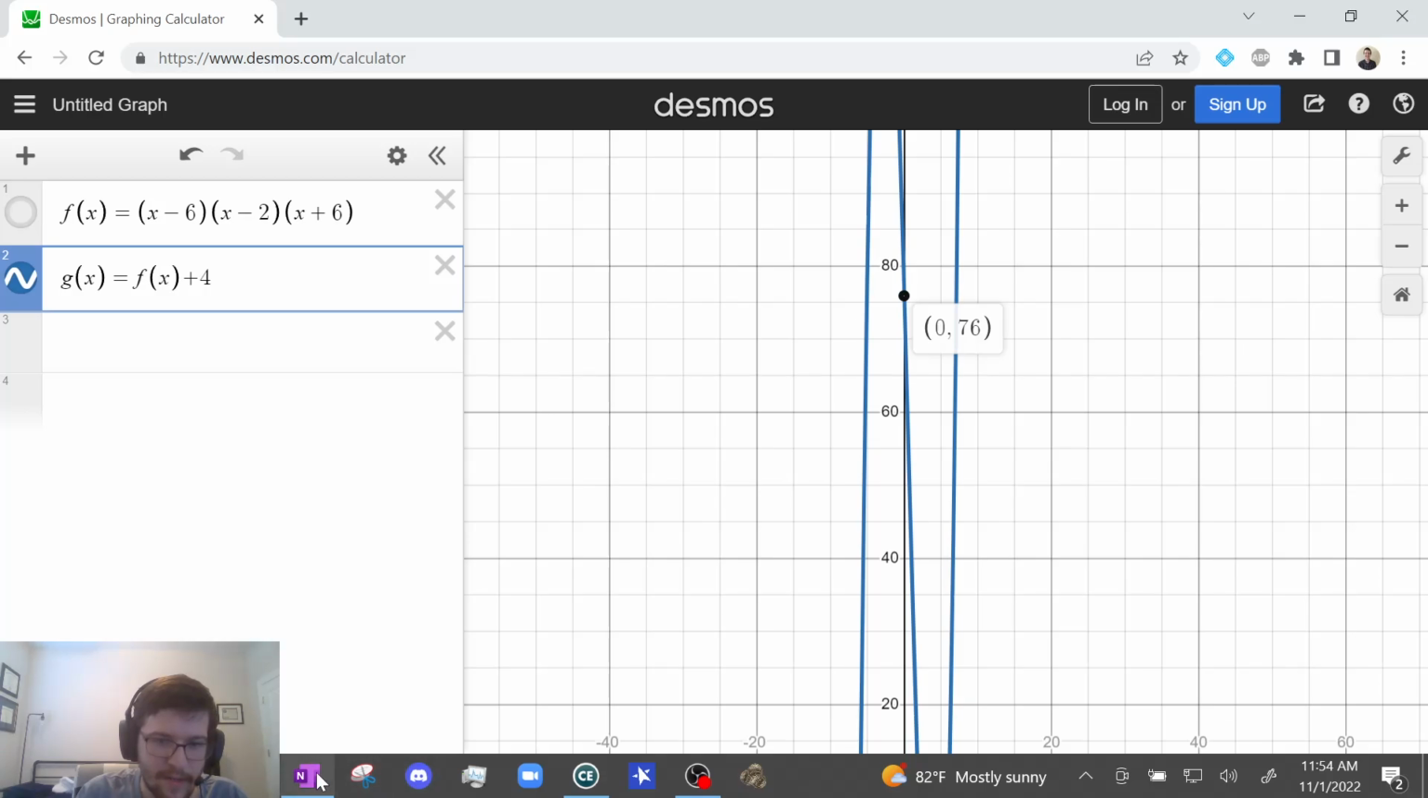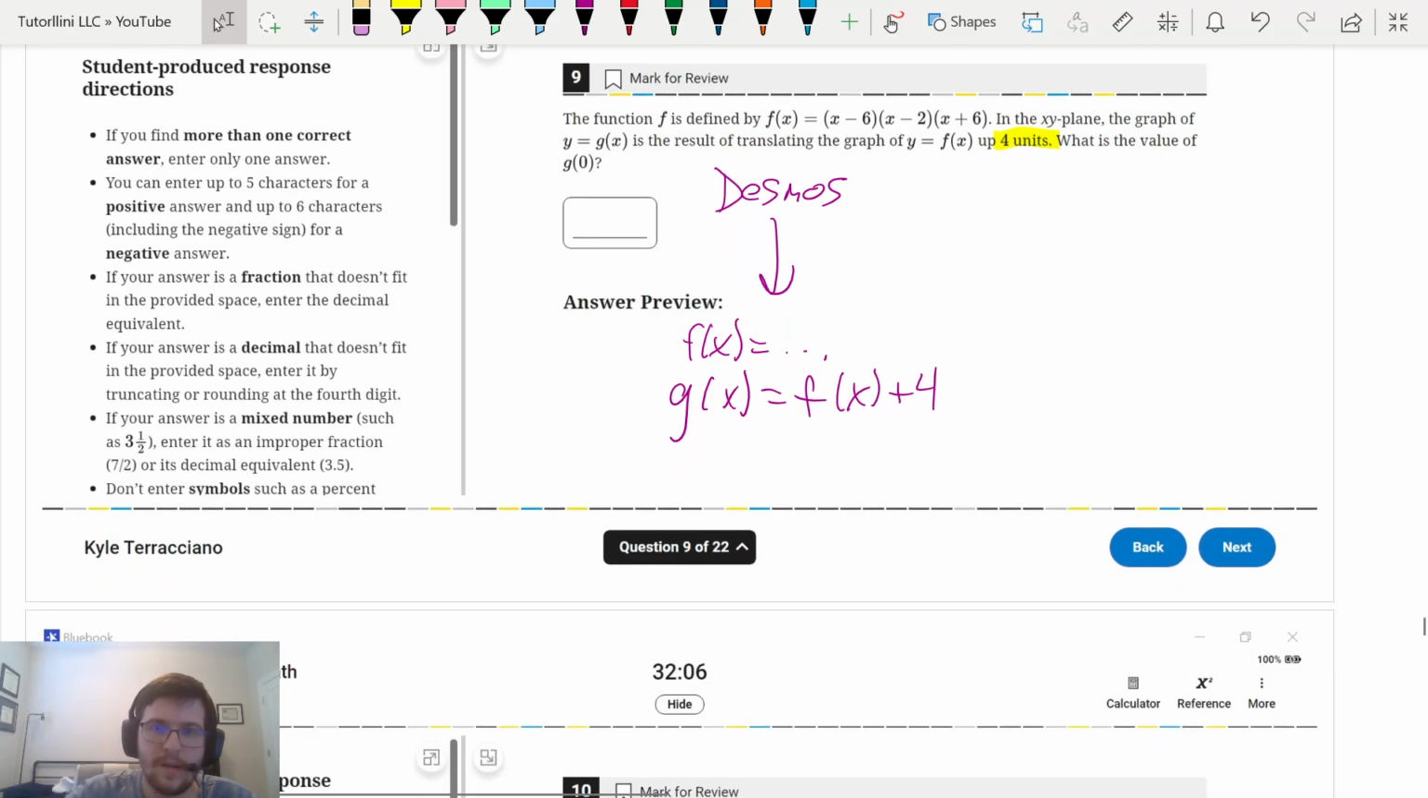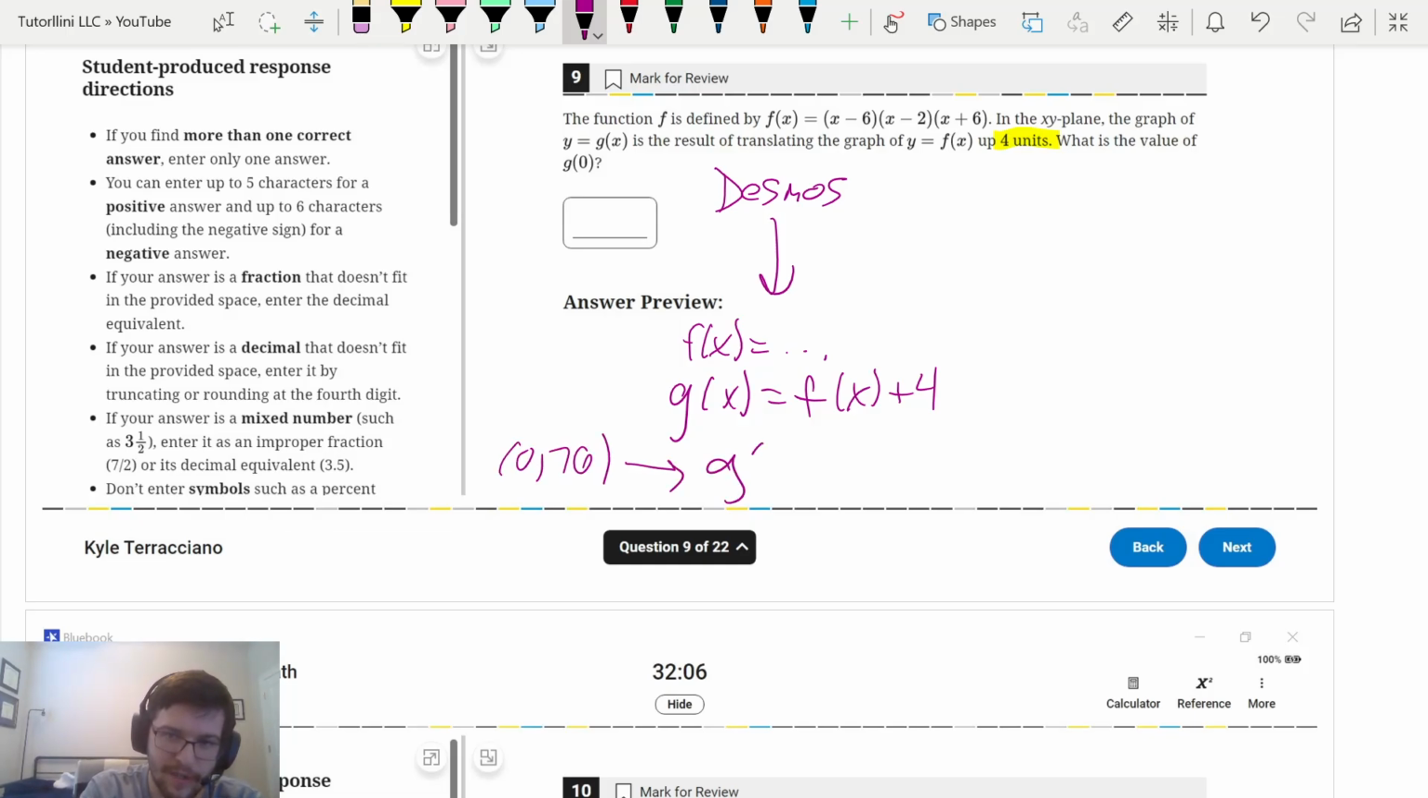So the y-intercept, or g of 0, is 76. We write that in function notation: g of 0 equals 76. The x value always goes in the parentheses, and the y value goes over here. So the answer is 76.